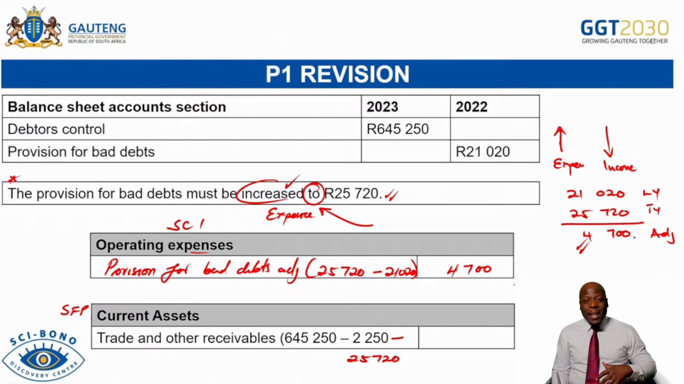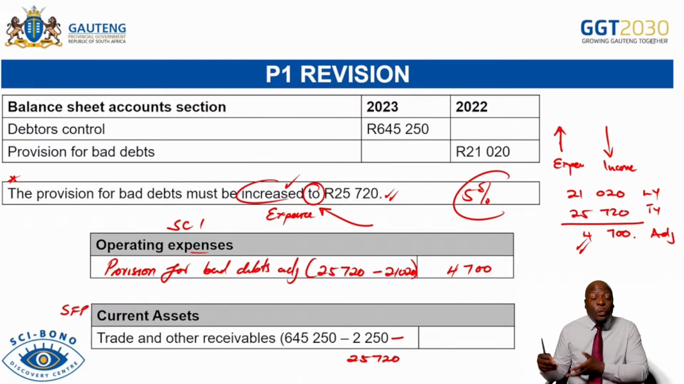So remember again, expose yourself to adjustments where this amount is not given, but at times the examiner can say the provision for bad debts must be adjusted to 5%. So expose yourself to such adjustments where you're given 5% or 6% or 3%.